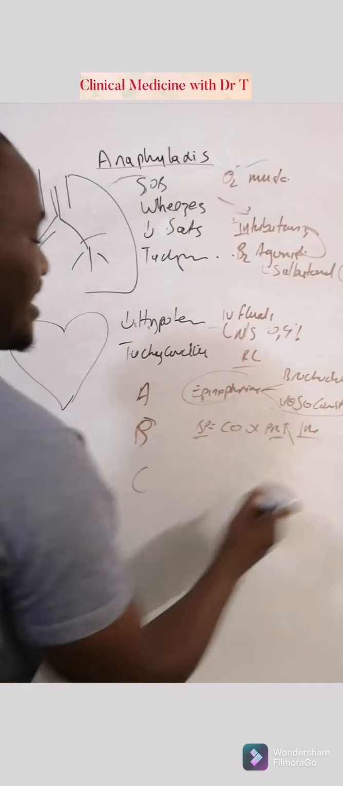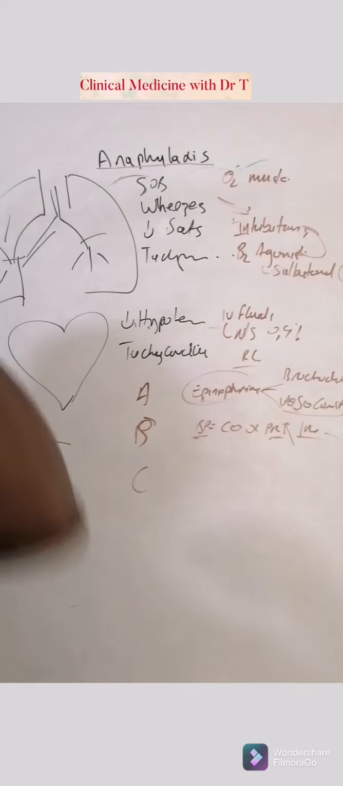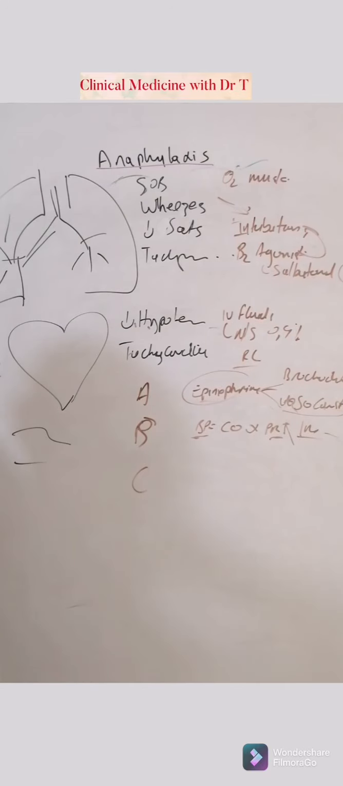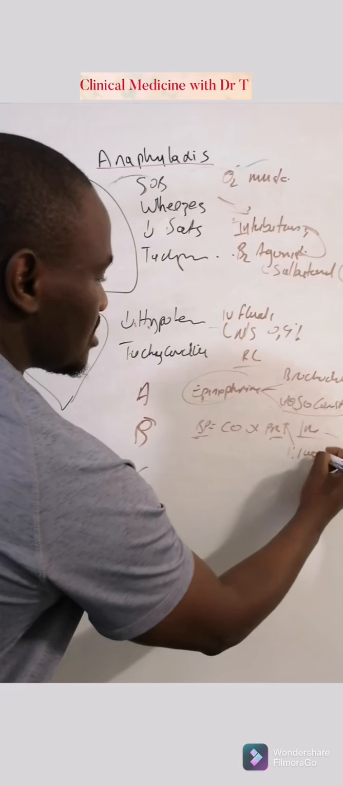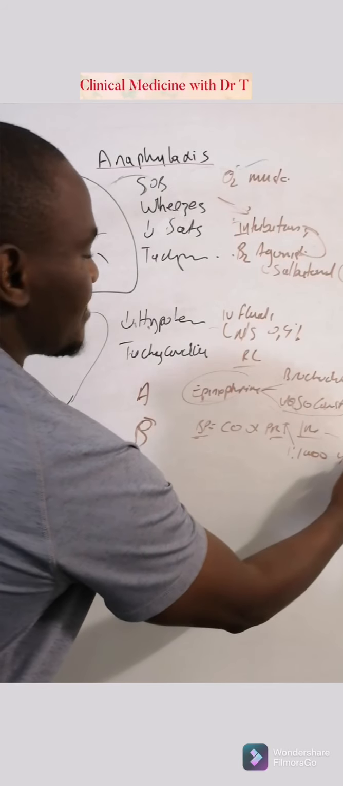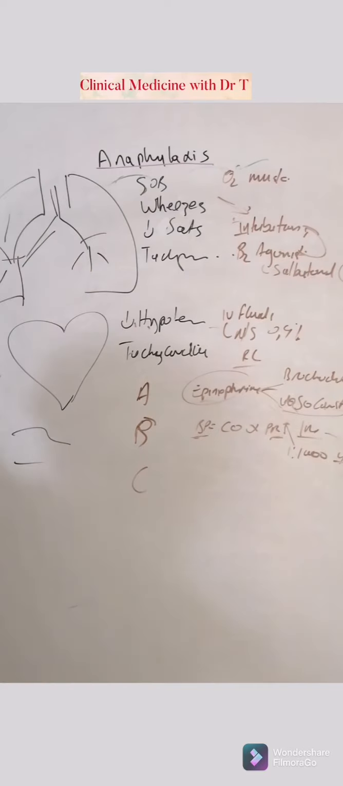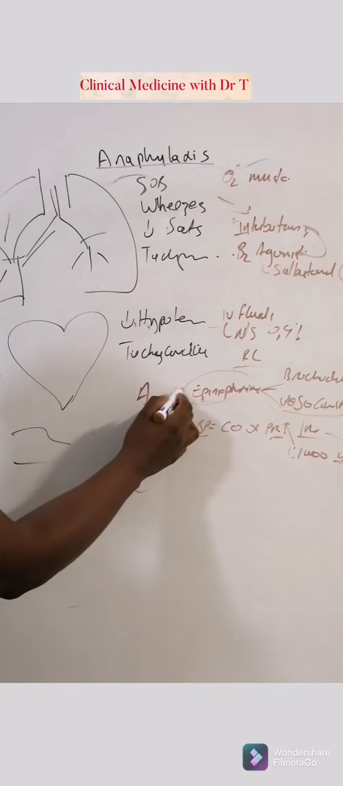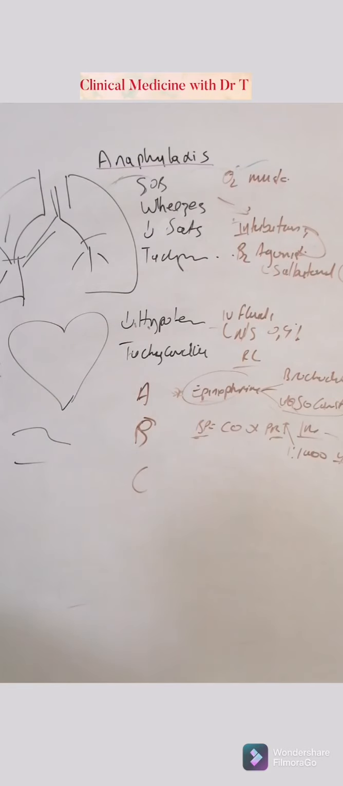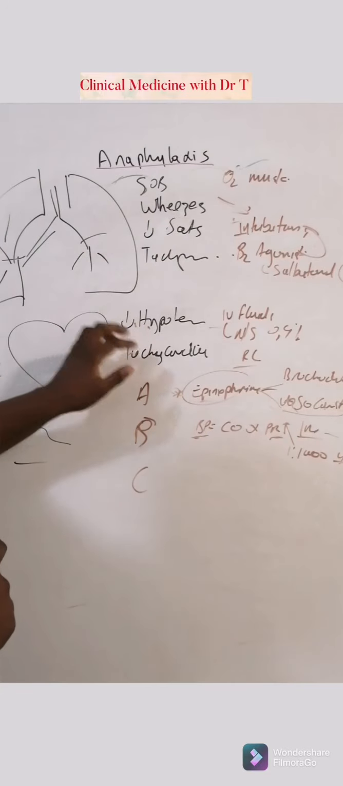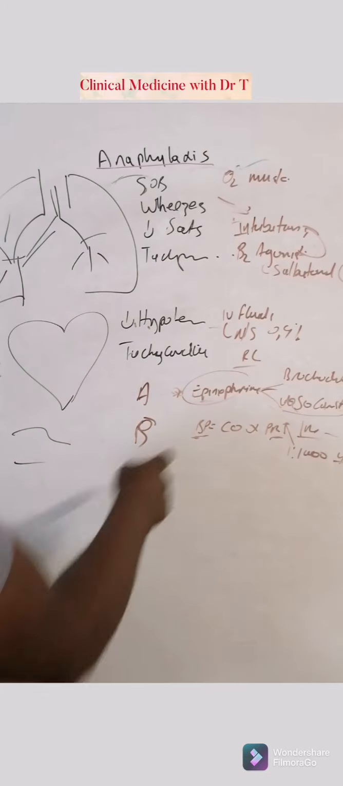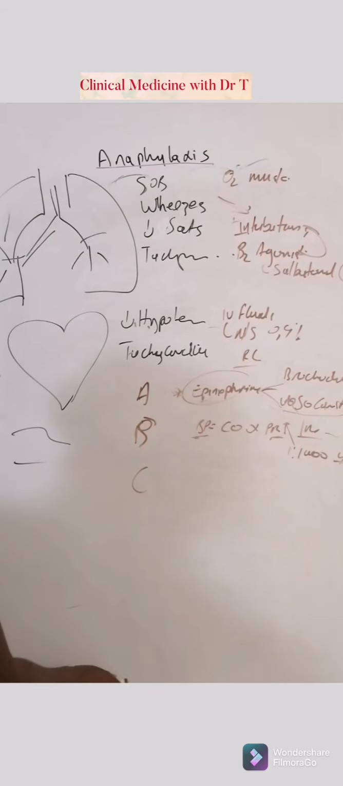IM is fine, and it's given on the thigh. So the ratio is 1 is to 1,000, and then you give 0.5 mils of that on the thigh anterolaterally. That's the big one there. Because what is gonna kill them is that bronchoconstriction and that massive hypotension. So this one reverses that.